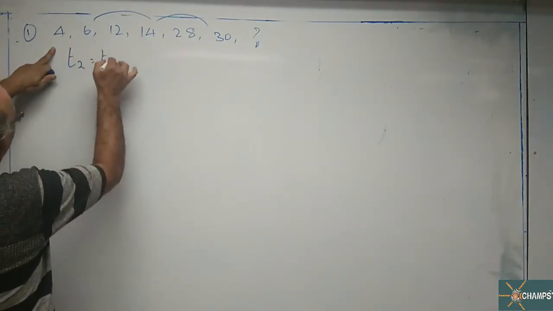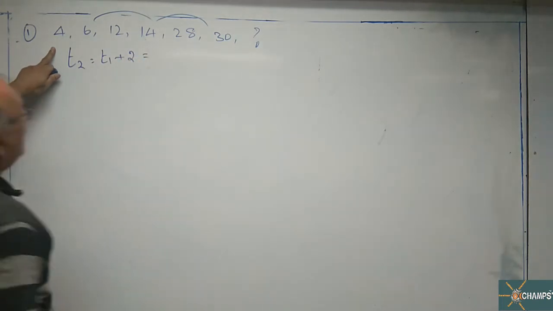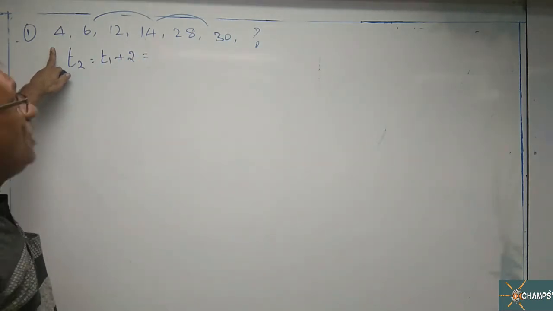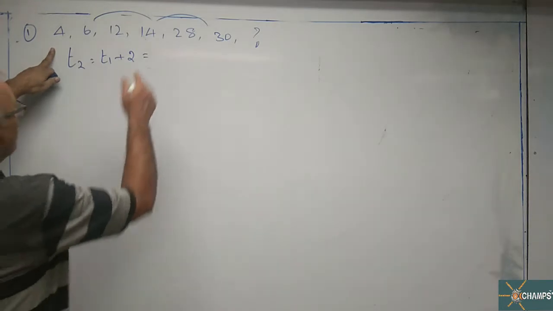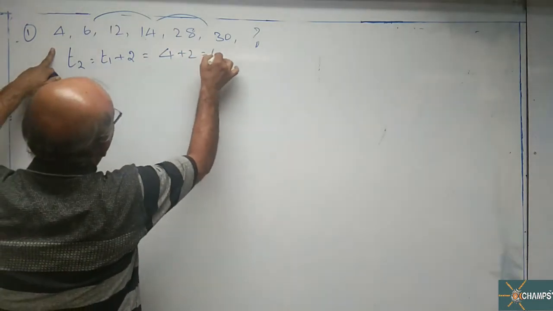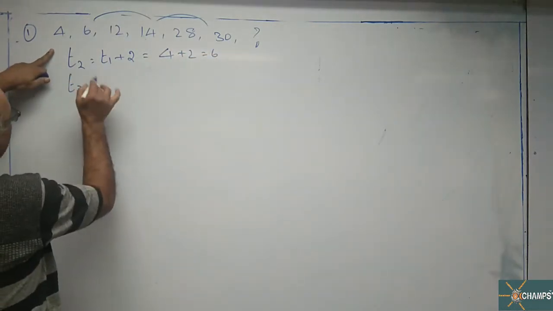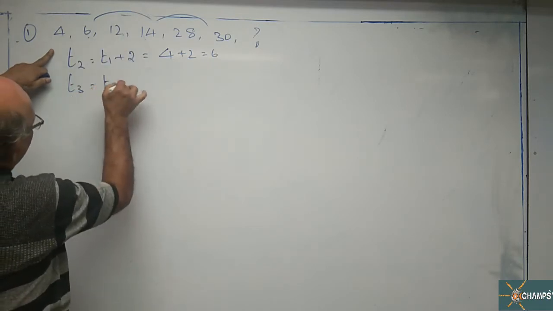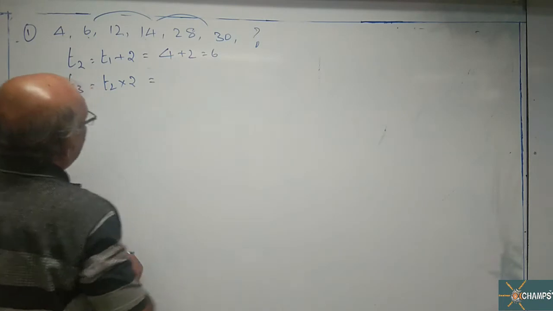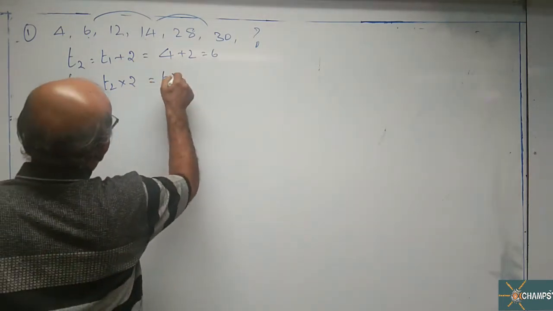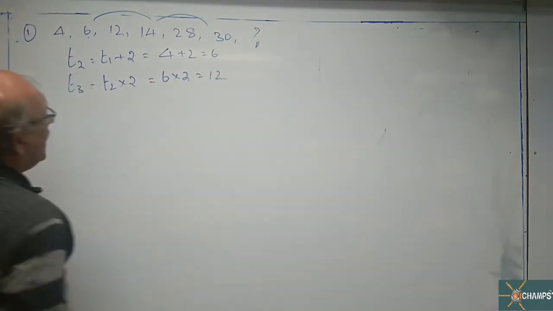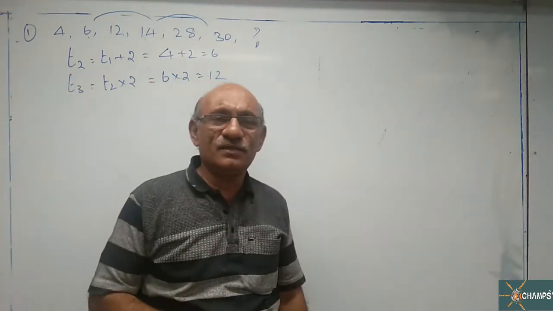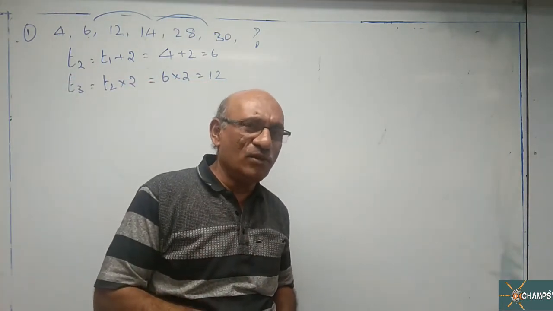Second term is equal to first term plus 2, sir. 4 plus 2, 6. Let's go to the third one, T3. 6 2s are 12. 6 into 2, this is 12. So first you added a constant. Next, with the same constant you multiplied.